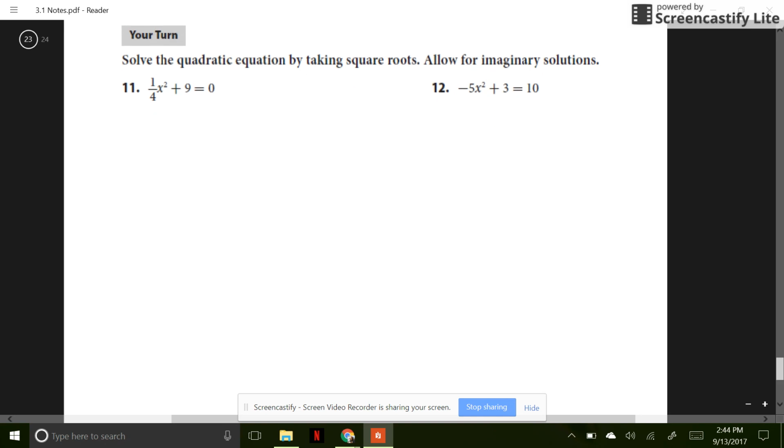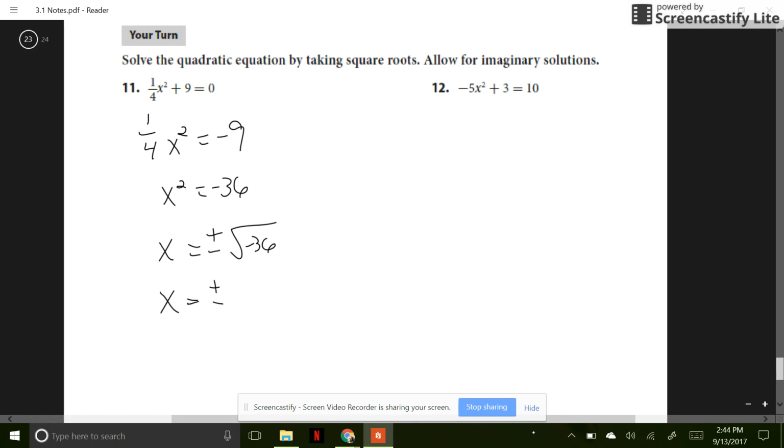So let's try a couple more of these. Again, we want to isolate our squared term. So we'll have to subtract that 9 to the other side. Multiply by the reciprocal, that's 4. That gets us -36. So x is just going to be plus or minus the square root of negative 36. Again, we can pull that i outside, and the square root of 36 is just 6. So our answer would be plus or minus 6i.